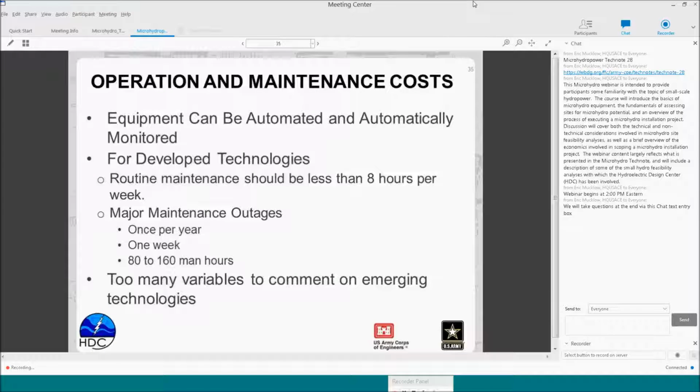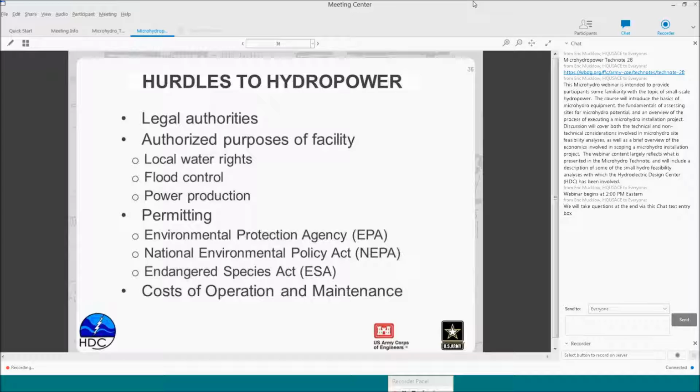Here I'd like to cover some of the non-technical hurdles to implementing the development of a microhydropower installation. I previously mentioned the prohibition against turning a non-powered Corps dam into a net power producer. Additional considerations might extend to whether or not adding microhydro impinges upon the authorized purposes of a facility. These are questions that would need to be posed to a district's legal or regulatory professional.